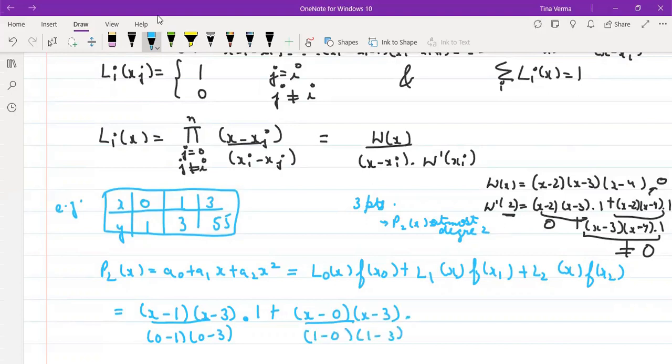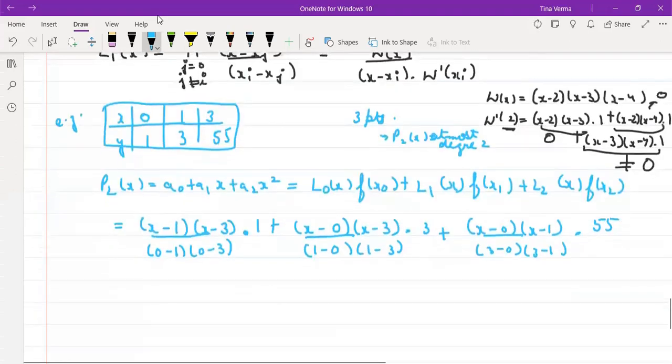Function's value at 1, that means that is your 3 plus x minus 0, x minus 1, divided by 3 minus 0, 3 minus 1, and function's value at x2, that will be your 55. So if you will calculate, this is coming out to be your 8x square minus 6x plus 1.